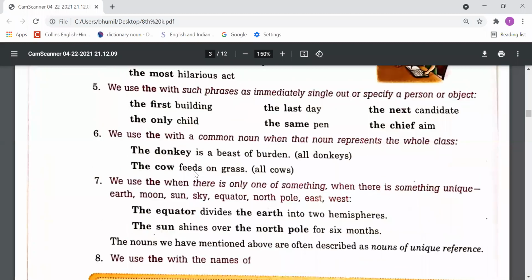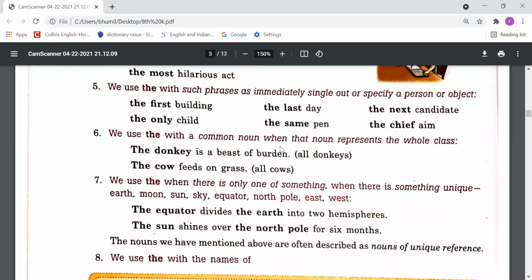Sixth number, we use "the" with a common noun when the noun represents the whole class.